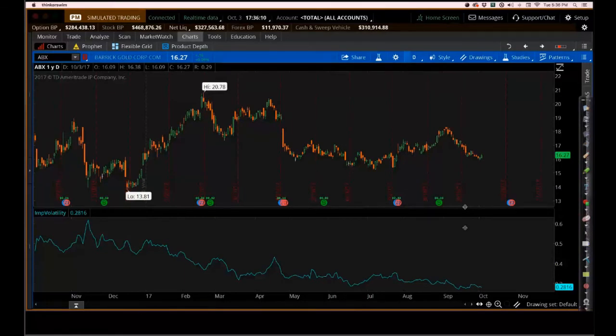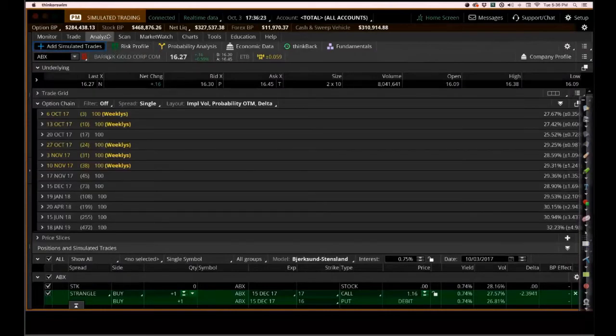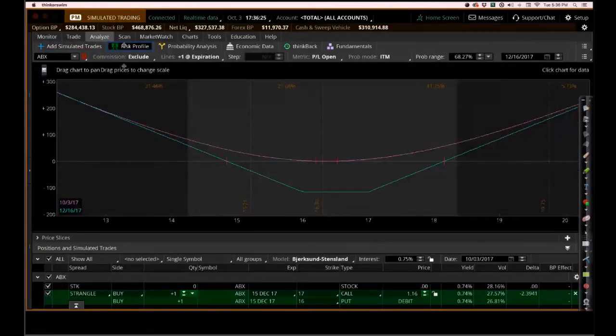Okay, so Noah, one thing I want to talk about is, after you build the trade, how to manage it. So let's build a hypothetical here with either a risk profile or the trade tab. I know we had some strikes from last week on ABX. I don't know if those are still down there at the bottom. There's your trade right there.